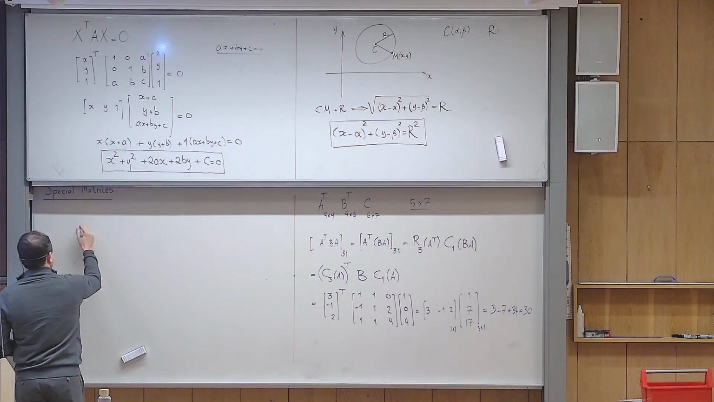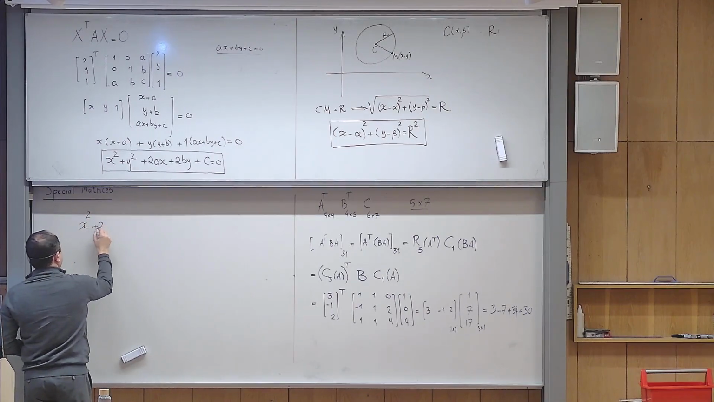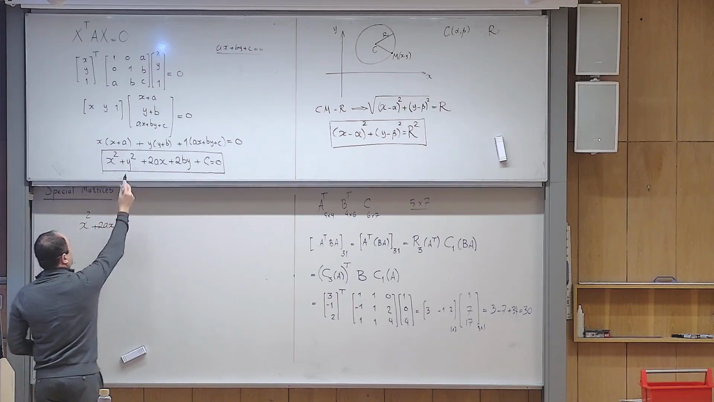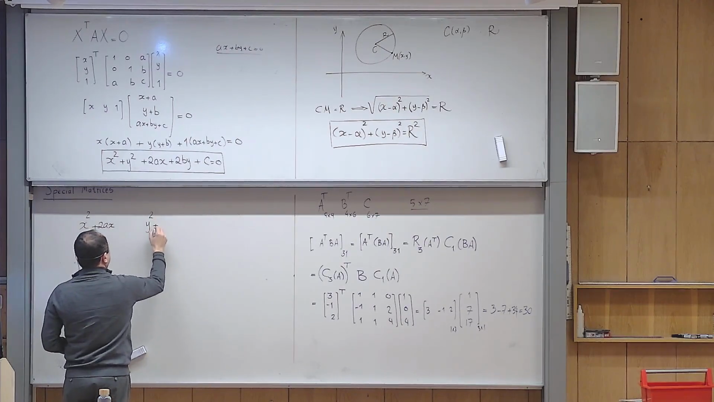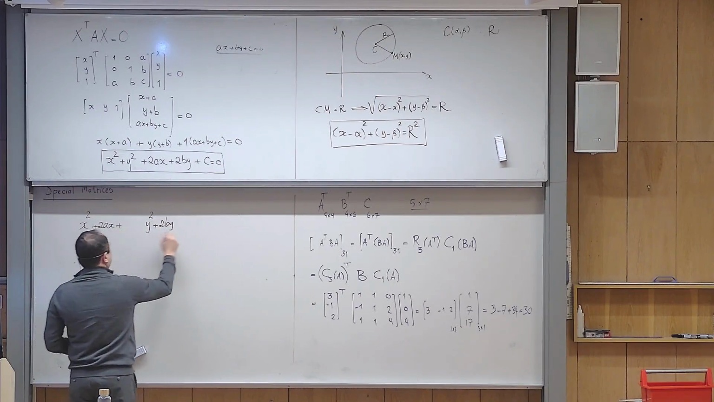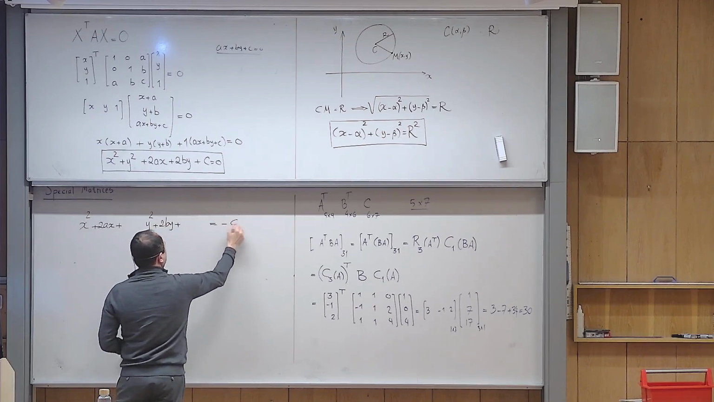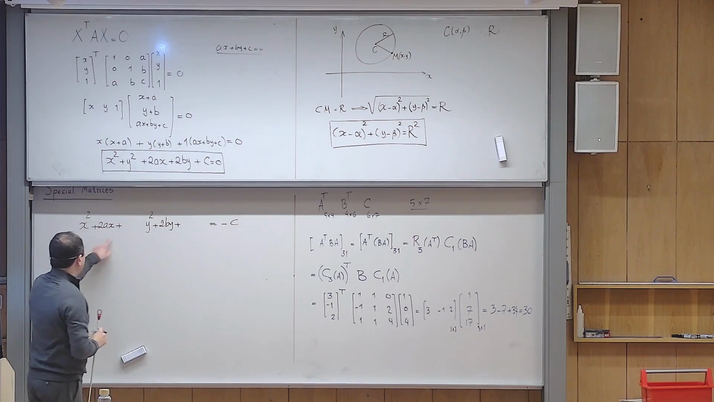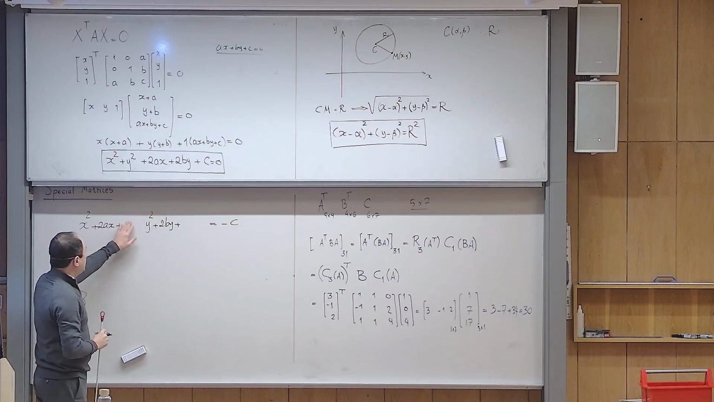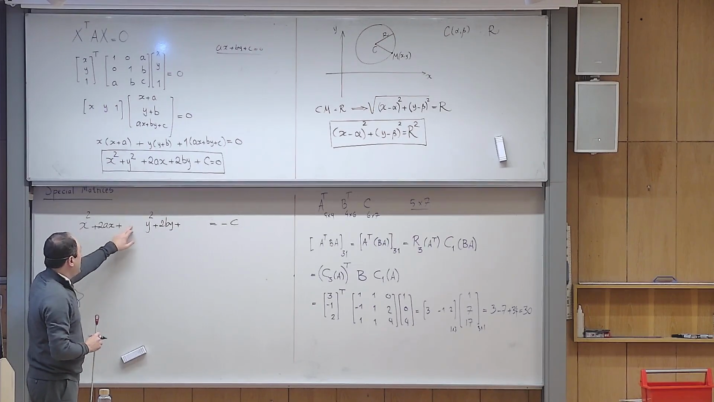I will take x squared here, I put 2ax next to it, and then I would write y squared plus 2by. And then if you don't mind, let me move c to the other side. So this is not a complete square, but I can add something here so that the three terms become a complete square. Yes? So what should I add here to make this a complete square?